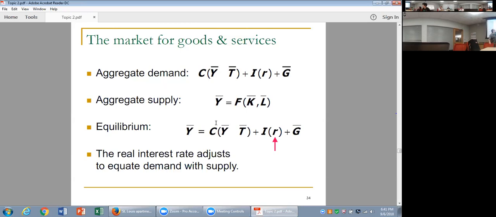So this is my consumption component, because this would be my marginal propensity to consume as a function of my disposable income, plus investment, which is a function of the interest rate, plus government spending, which is fixed. On the supply side, output is a function of a fixed capital stock and labor stock. What does supply and demand equilibrium represent? It represents both supply and demand intersecting with each other.